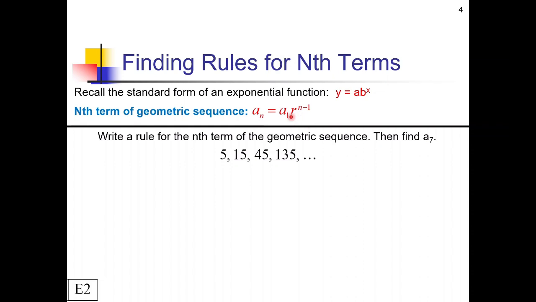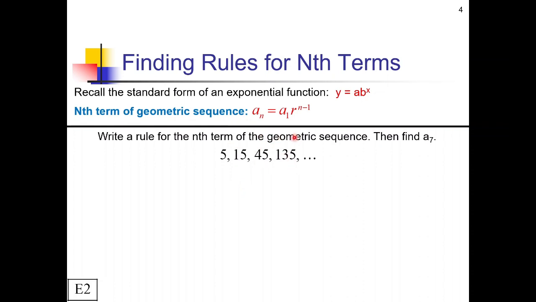So if I plug 1 into this, I'm going to have r to the 1 minus 1, which is r to the 0, and that's going to come out to 1 overall, which means all that's going to be left is this a1 term. So I need the minus 1 to get this first term when I plug in 1. All right, so with that in mind, we're going to go ahead now and try out this problem.